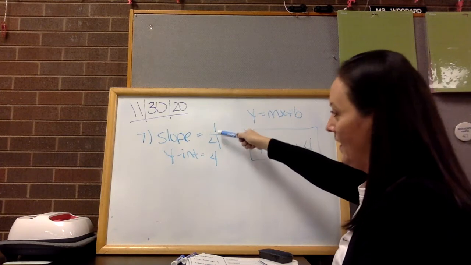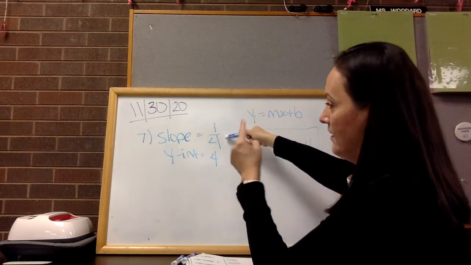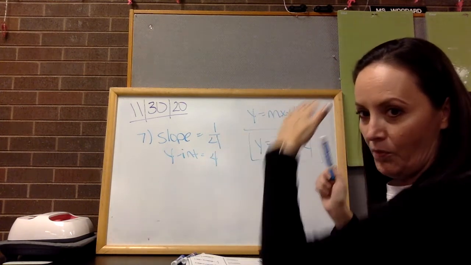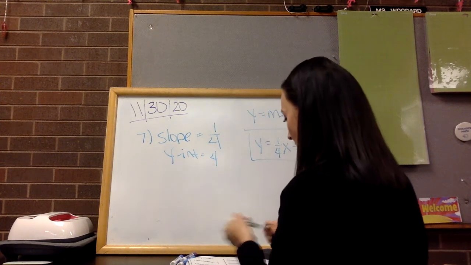Remember, slope can always be written as a fraction, change in y over change in x. It's telling me to go up 1 and right 4. Up 1, right 4, up 1, right 4. And that's how you're getting that slope of 1/4. Alrighty, guys, let's move on. Let's look at number 8.